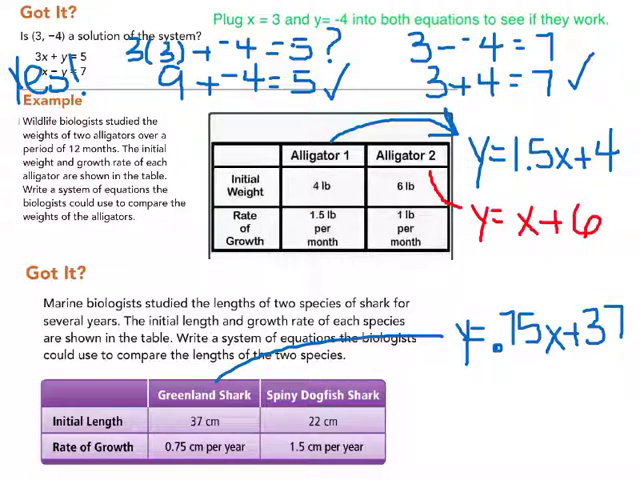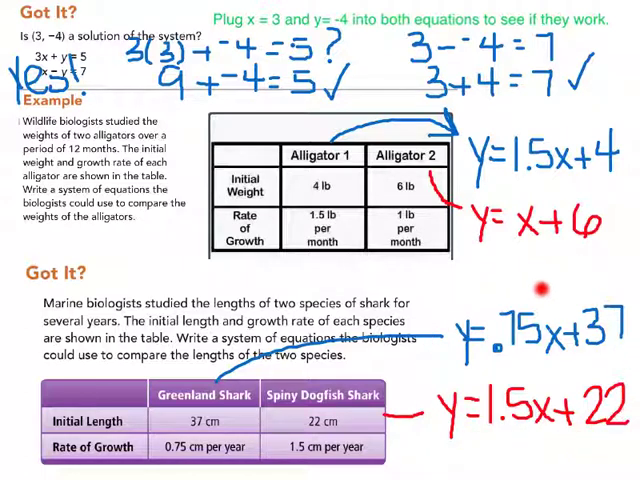And now we have an equation for the spiny dogfish shark, which is y equals the rate, 1.5 centimeters per year, so the rate times x, or the slope times x, plus the y-intercept, or the initial value, which is 22. So here we have an equation, or a system of equations, because it's 2 or more equations that represent the information in the table. And that is it for your notes.